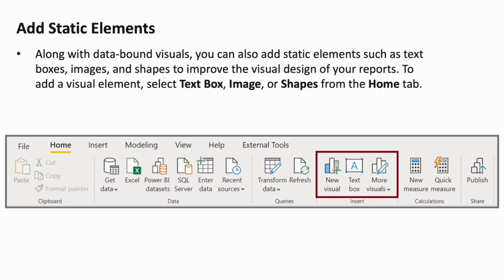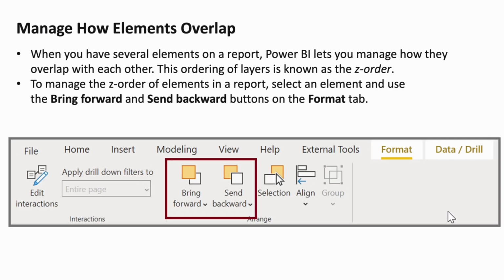Add text boxes, images, or shapes to enhance visual design. Select elements from Home tab. Use bring forward or send backward to manage the order of overlapping elements for correct layering.